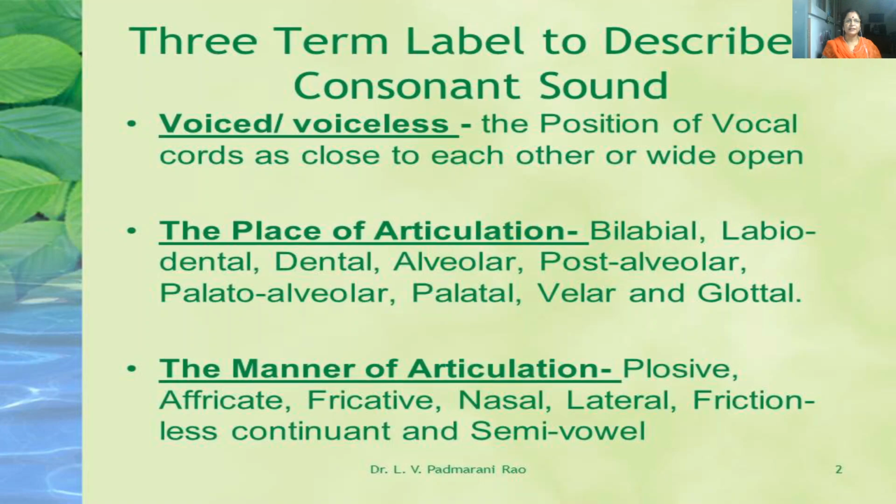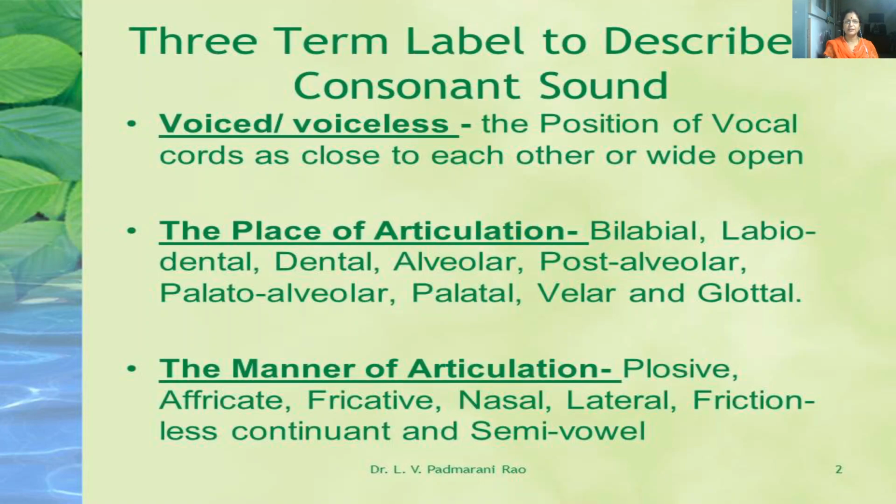We remember that the three-term label to describe a consonantal sound includes voiced or voicelessness, which is dependent on the position of the vocal cords. If they are very close to each other, a voiced sound is produced, and if they are widely separated from each other, the voiceless sounds are produced. The second term is the place of articulation.